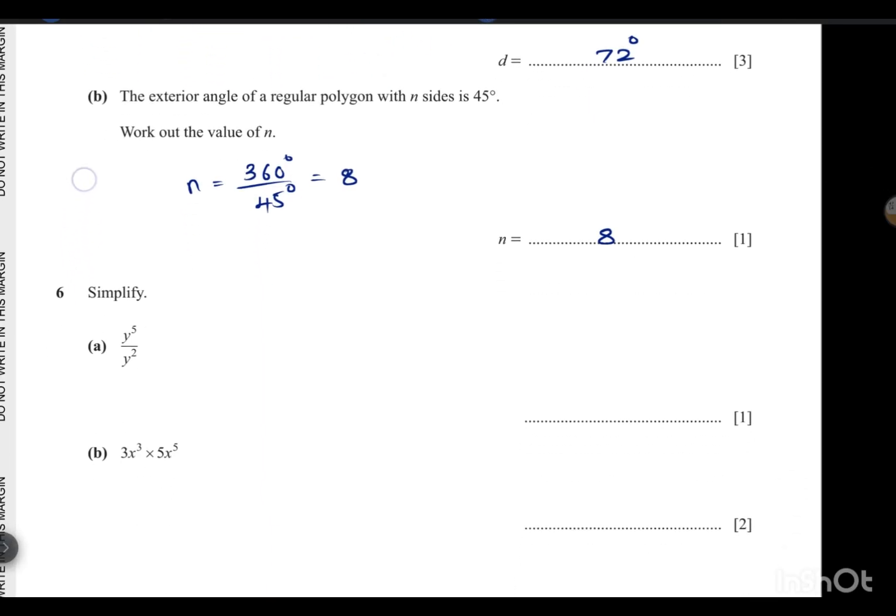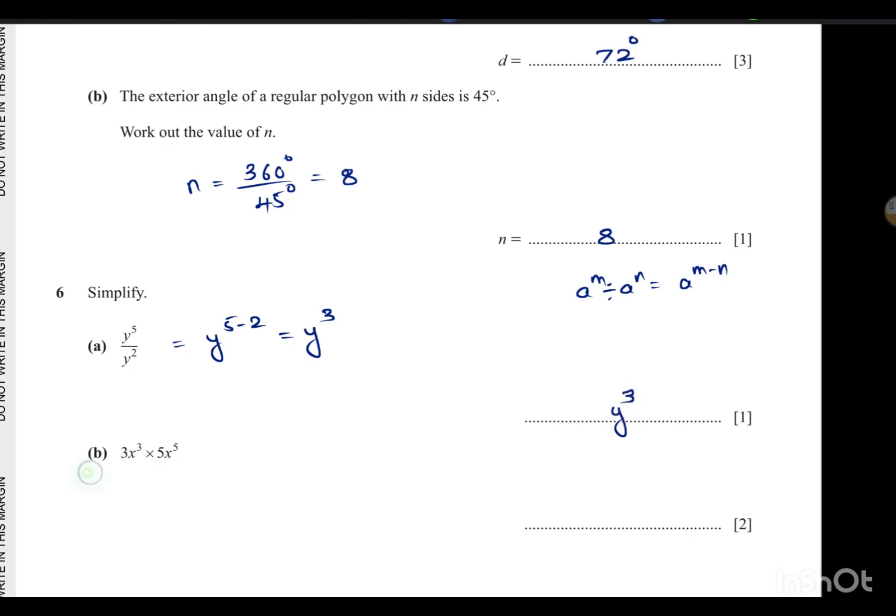Question number 6. Simplify y raised to 5 by y raised to 2. This is in the form of a raised to m by a raised to n, that is a raised to m minus n. Let us write the rule here. So a raised to m minus n. So that will be y raised to 5 minus 2, that is y raised to 3. So y raised to 3 is the answer.